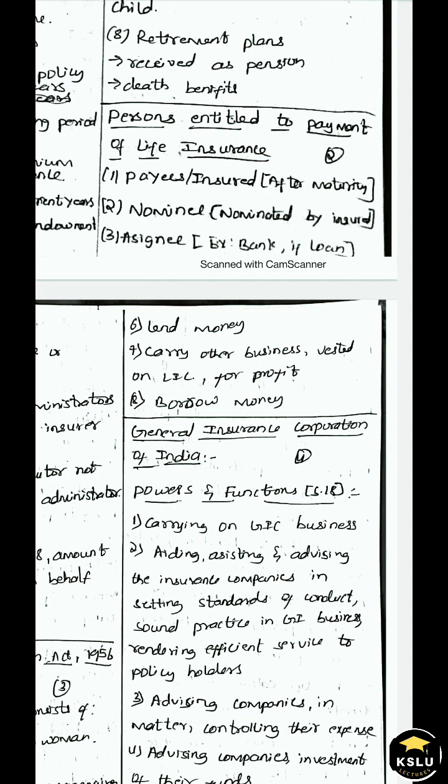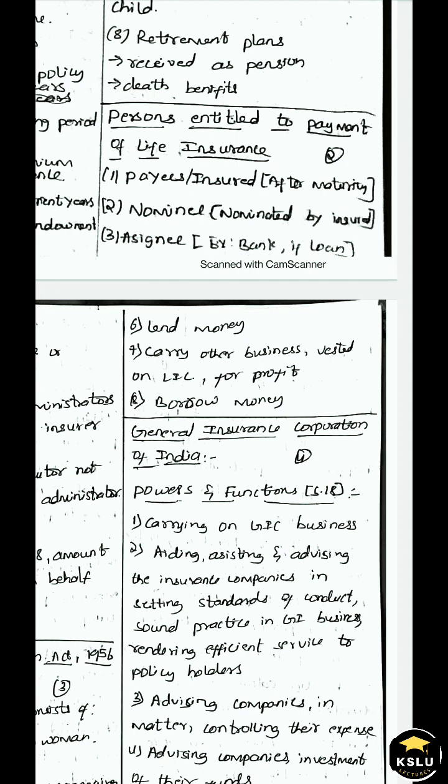The next is nominee. If the insured is not alive during the maturity, then he may hire a nominee to receive the claim. So in whole life insurance, it is usually the insured who hires a nominee, and the nominee after the death of the insured will receive the claim. He is nominated by the insured.